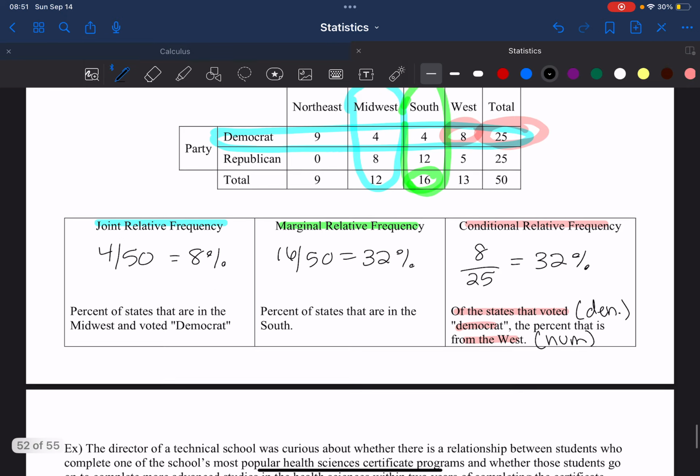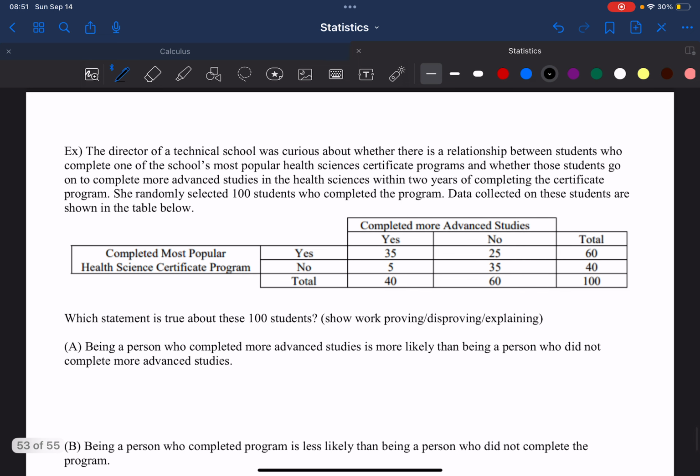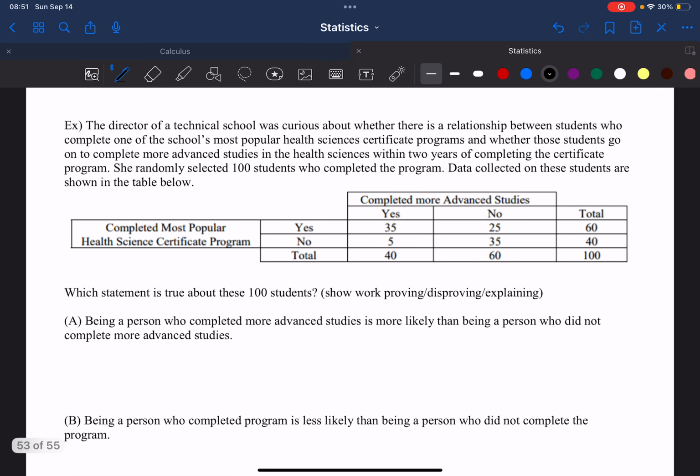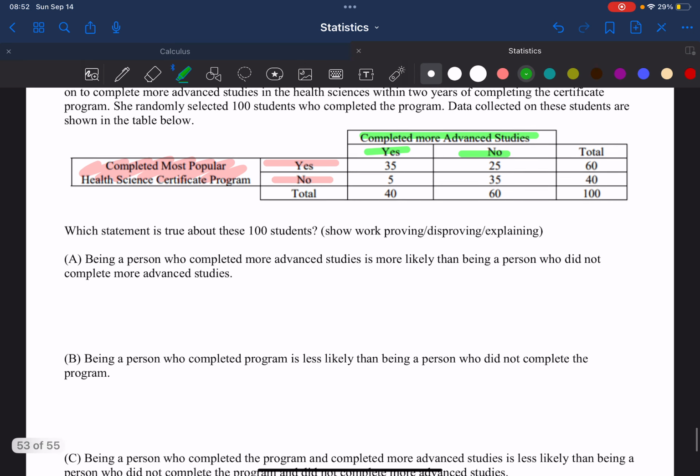Okay. Now let's look more into conditional relative frequencies. And given this new table, we have two categorical variables here. One that is talking about people who completed a popular health science certificate program, and notice that the only answer choices are either yes or no. And then people who completed more advanced studies, yes or no. That's how I know it's categorical. So it says, which statement is true about these 100 students?